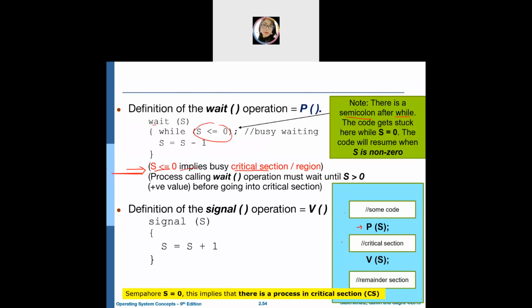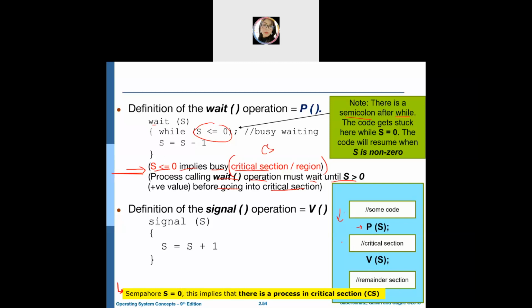This implies a busy wait, which is critical in your critical section. A process calling the wait operation must wait until S is more than 0 before going into the critical section. There is some code that you can try to look into under the critical section and the remainder section. So in this condition it is also important.